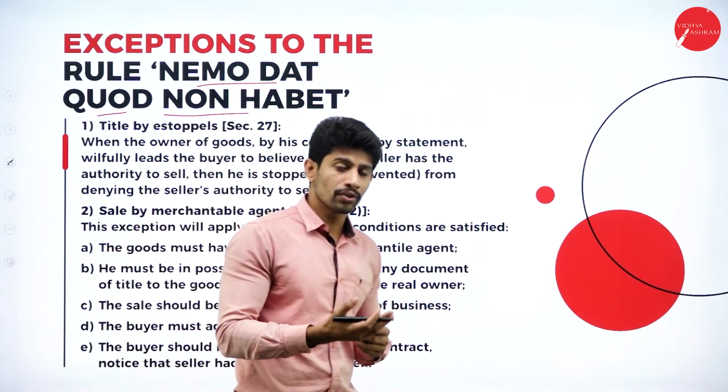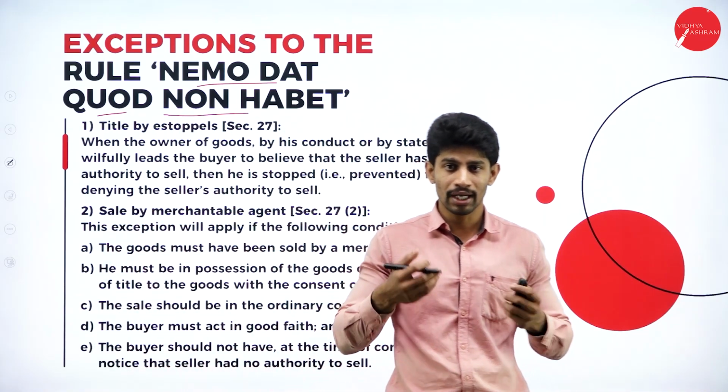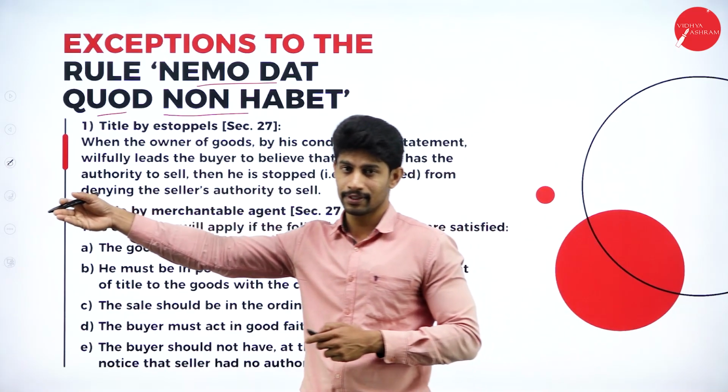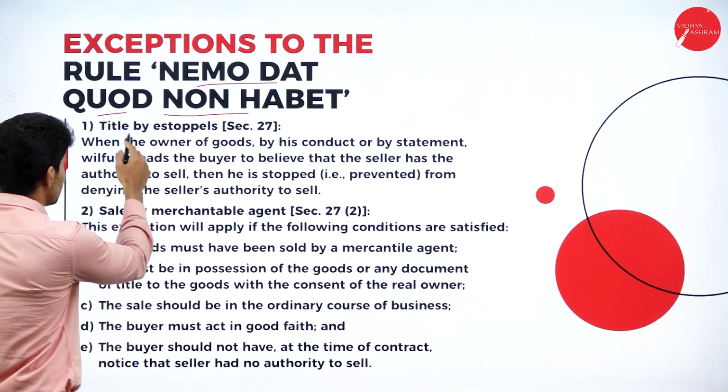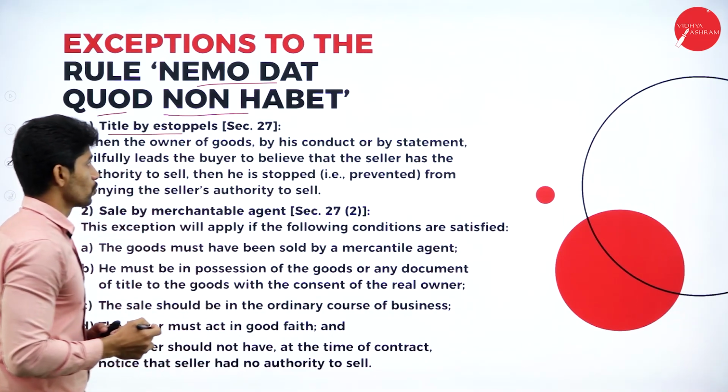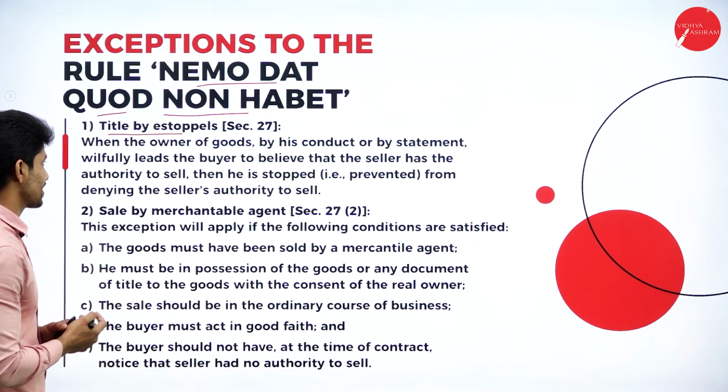If you want to know the meaning in English, yes, if you don't have the ownership, how can you transfer to someone else? Okay, so the exceptions with respect to this rule. Title by estoppel, that is section 27.